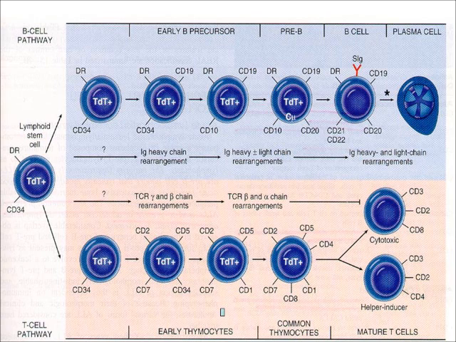For example, the common thymocyte expresses CD1, 2, 4, 5, 7, and 8. Thus, by analyzing the tumor cells for these CD markers, it is possible to determine what lineage the cell belongs to, and where in this developmental progression the tumor cells have become arrested.